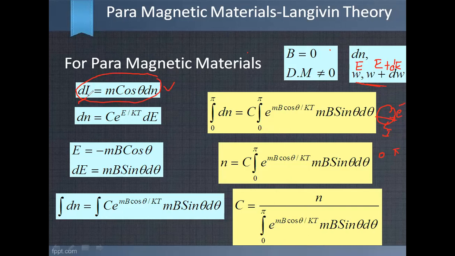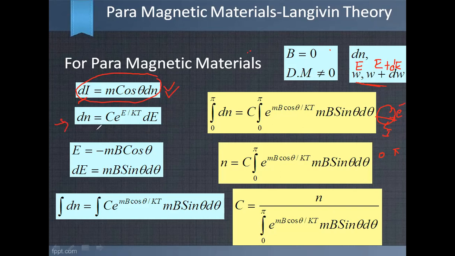So dI is the complete change in intensity of the dipoles. For that, the formula we learned in intermediate is m cos theta dn. You should note down this equation and remember it.